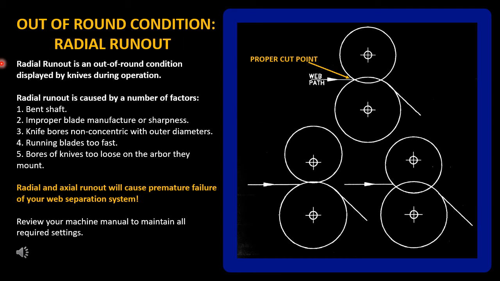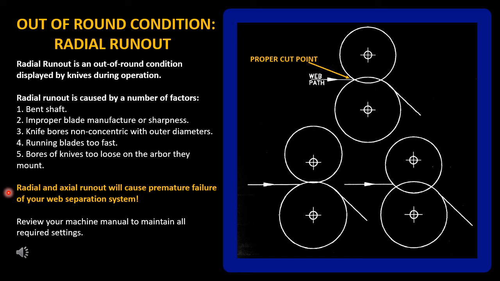Radial runout is an out-of-round condition displayed by knives during operation. Radial runout is caused by a number of factors. You could cause it with a bent slitter knife shaft, blades manufactured improperly, blades that are laying out of flat, knife blades running faster than the critical speed or machine design speed. Bores of knives that are too loose on the arbor as they mount will give you radial runout.